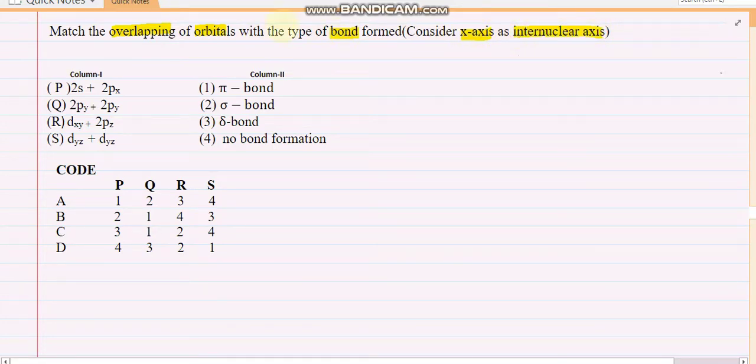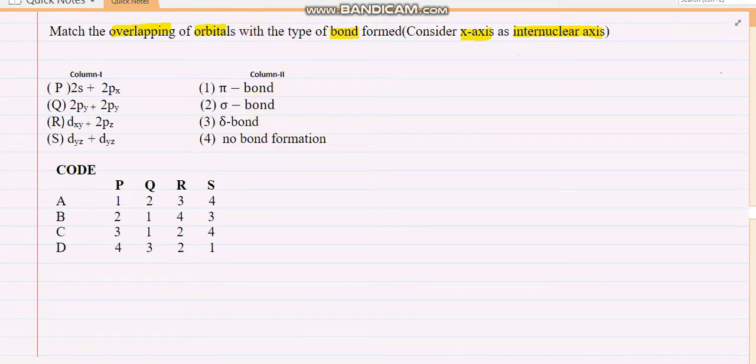So these are the important things. Here they have given column 1 and column 2, and each content in column 1 has only one correct option. So now let's discuss the options they have given. P is the 2s and 2px combination, Q is the 2py combination, R is the dxy and 2pz combination, and S is the dyz combination. Here they have given the types of bond: pi bond, sigma bond, delta bond, and no bond formation.